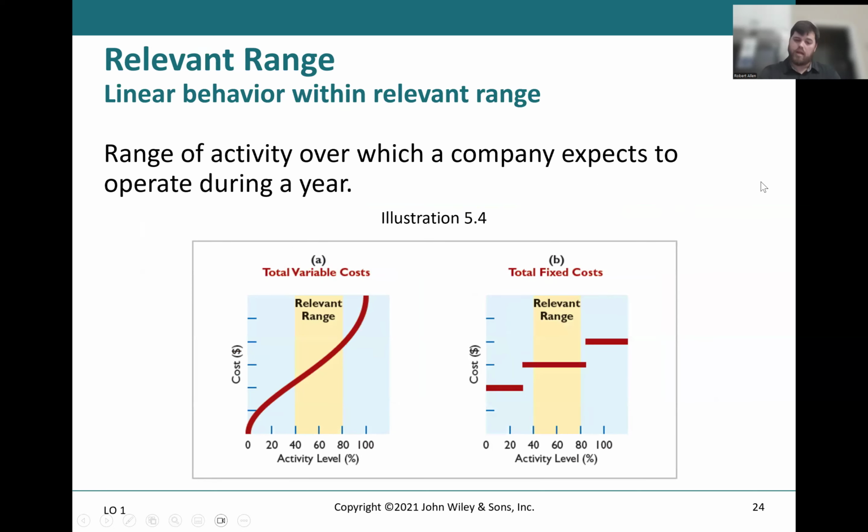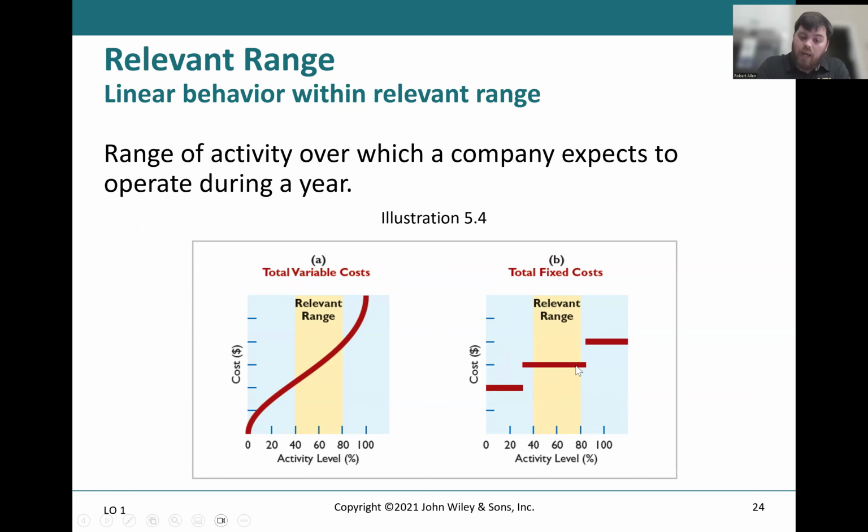Okay. Now, here's the relevant range. So you'll notice the relevant range is the range of activity we expect to operate in during a year. Anything outside of that is irrelevant. That's why we call this the relevant range. This is the portion we care about. This is what we want to focus on. And so this is the idea. Now, when we move from an activity level of 40% to 80%, you'll notice my variable costs begin to increase because I'm producing more. But as long as I'm in this same relevant range, my fixed costs in total will not change.